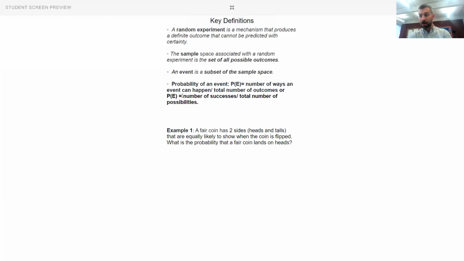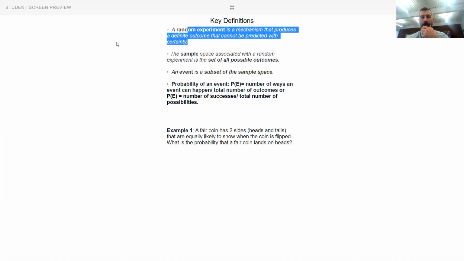So with probability, we're going to be talking about things that happen seemingly at random throughout our world, right? Things that even though we know kind of how probable something is, we cannot predict with certainty. Okay, and that's what a random experiment is. And even though we might know a little bit about it, if it's truly random, there's always that chance that we could still be wrong or something can happen that is outside of what is probable.